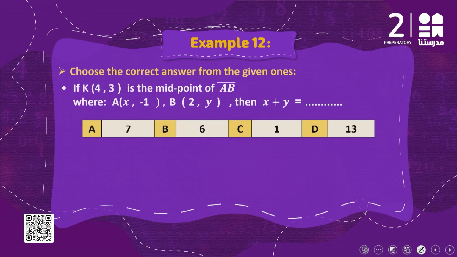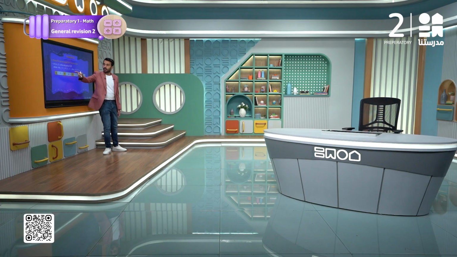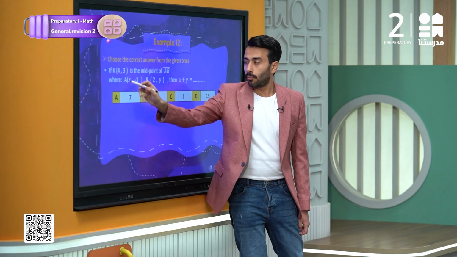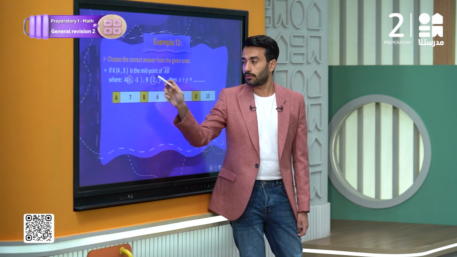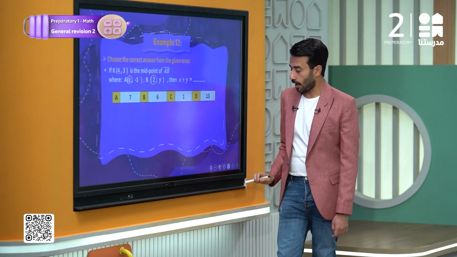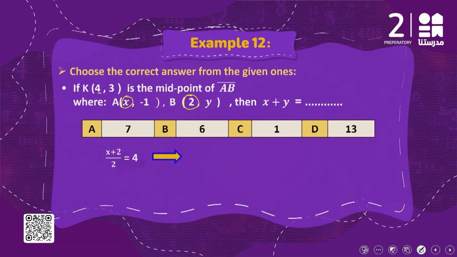Choose the correct answer from the given ones. If K (4, 3) is the midpoint of AB, this is A, this is B, then what is X plus Y? Take care whenever you have a midpoint. We have said before that these two values for X added together over 2 will be this one. So you have (X plus 2) over 2 equal to 4.